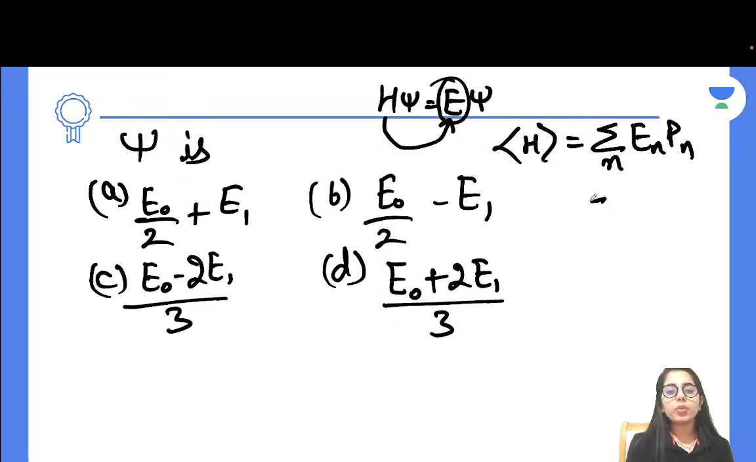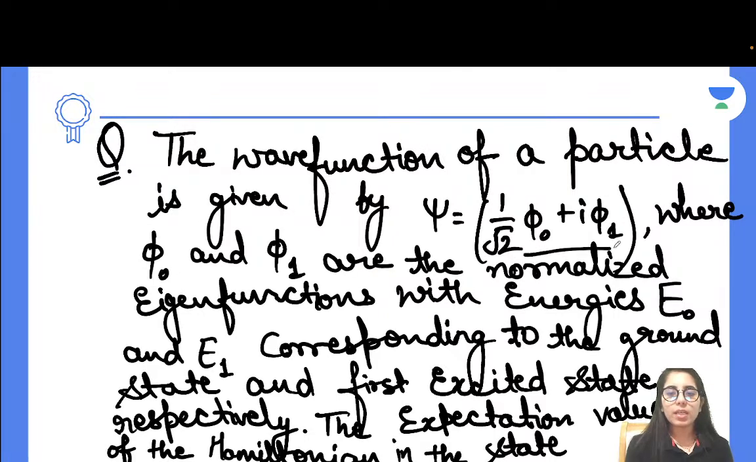For example, there are two energies given to us. One is E naught, and corresponding to that we take P naught as the probability, and then E1 with P1, right? So you have to work on finding the probabilities, because the energies we directly know are E naught and E1. But how do we find the probability for a wave function that is a superposition of different states? It is its particular favorable state coefficient square divided by the sum of the squares of the coefficients.